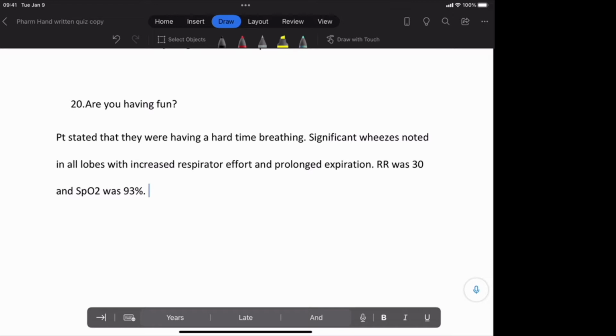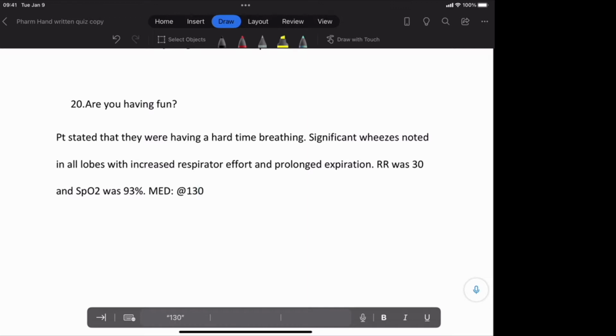They have significant wheezes on auscultation. They have increased respiratory effort. They have prolonged expiration. Their respiratory rate is elevated. Their SpO2 is low. So we have a sick patient. We have a problem that we need to take care of here. So what are we going to do? I'm going to record it as this. We'll do it like this.